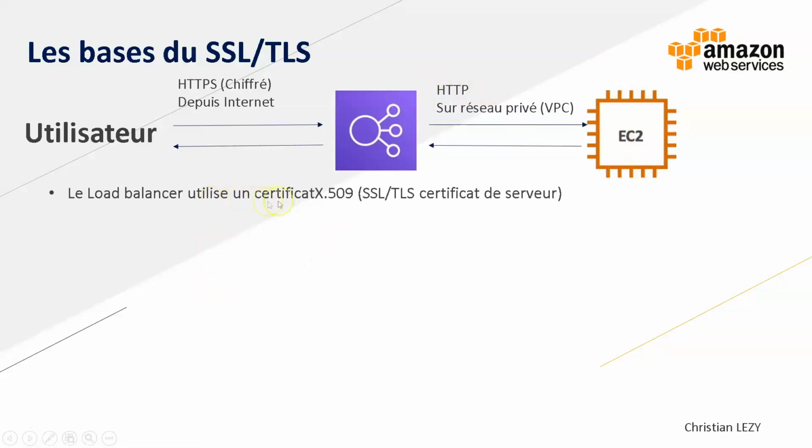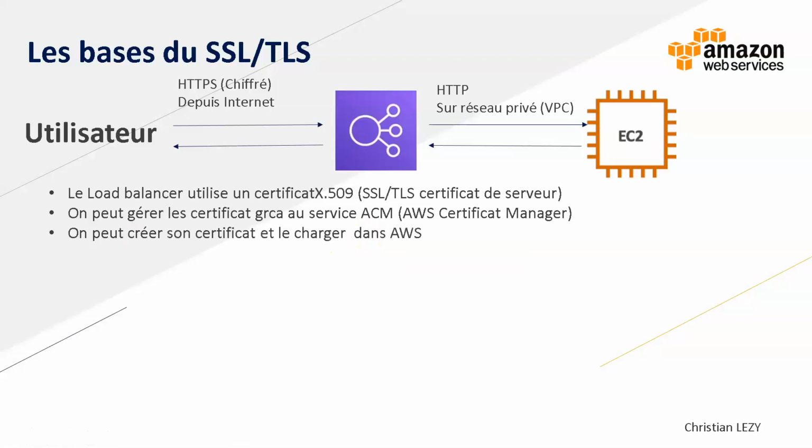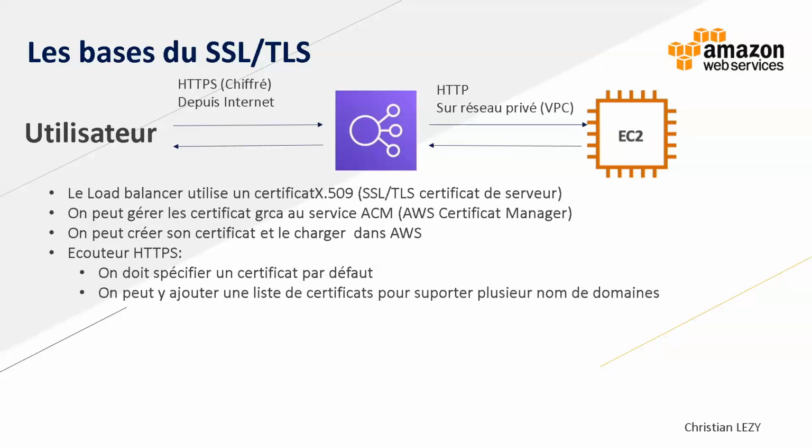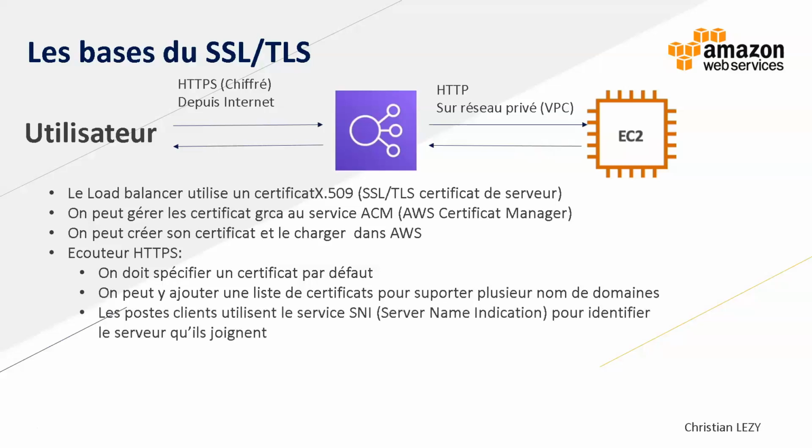The load balancer uses an X509 SSL/TLS certificate, which are server certificates. These certificates can be managed with AWS Certificate Manager. You can create your own certificate and upload it to AWS. At the HTTPS listener level, a default certificate must be specified. A list of certificates can be added here to support multiple domain names for multiple websites.